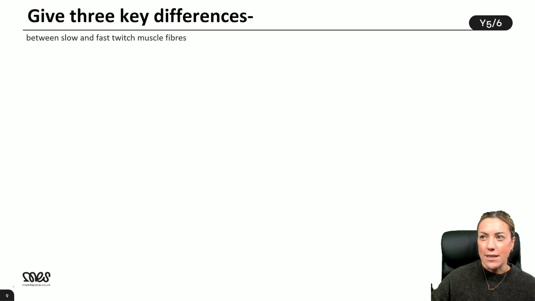Let's do a little summary. So give 3 key differences between slow and fast.